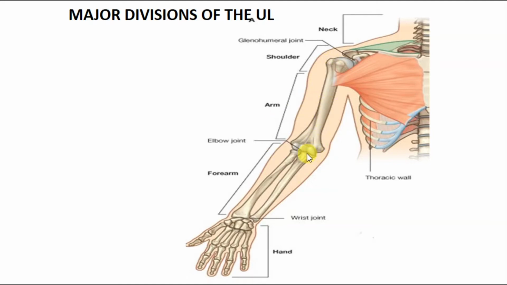From there we have the elbow joint. From the elbow joint to the wrist joint, we have the forearm. So from here to here we have the forearm. The forearm has two bones, which are radius and ulna. This is ulna and this is radius. And then from there we have the hand, which has many small bones, and some of them are irregular bones. So this is the upper limb, and it has the major divisions like that.